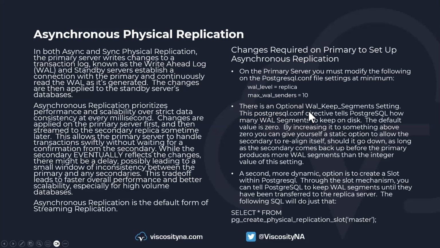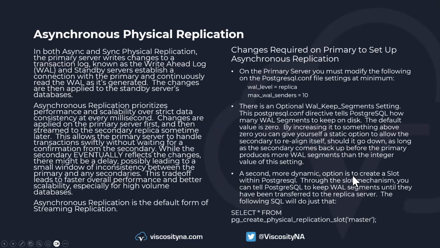There is an additional option called the wal_keep_segments setting. This postgresql.conf setting tells PostgreSQL how many write-ahead log segments to keep on disk, and the default value is 0. By increasing it to something above 0, you give yourself a static option to allow the secondary to realign itself should it go down, as long as the secondary comes back up before the primary produces more write-ahead log segments than the integer value of the setting. I actually would not recommend this setting. I'm just including it here for brevity's sake.